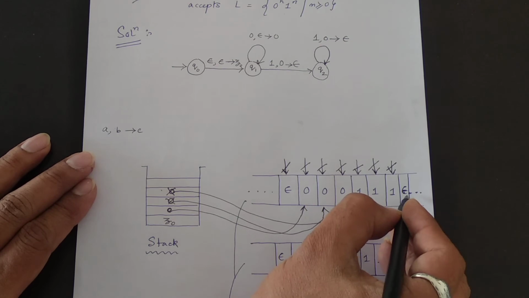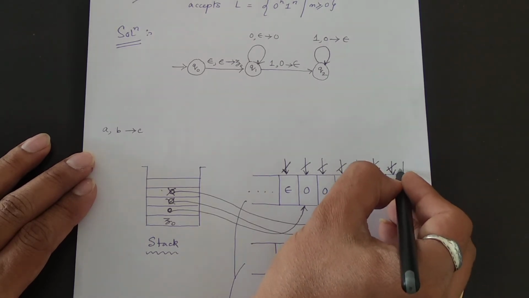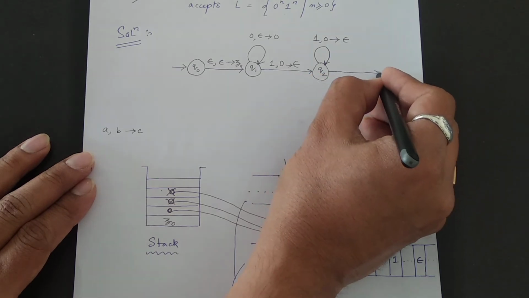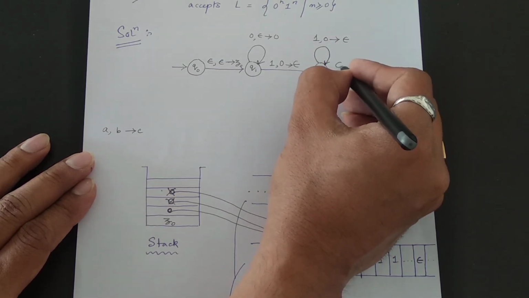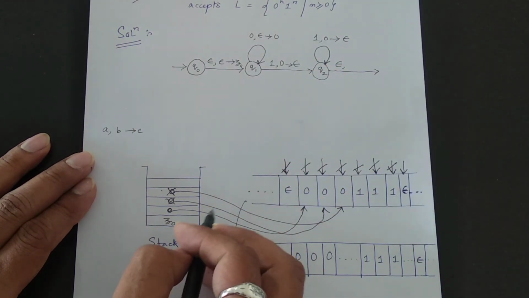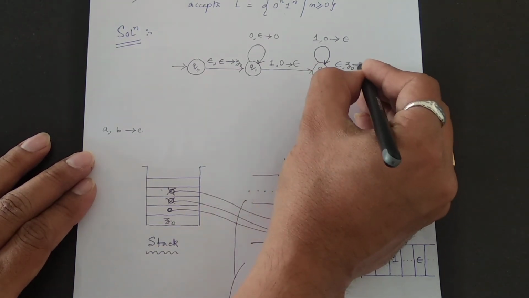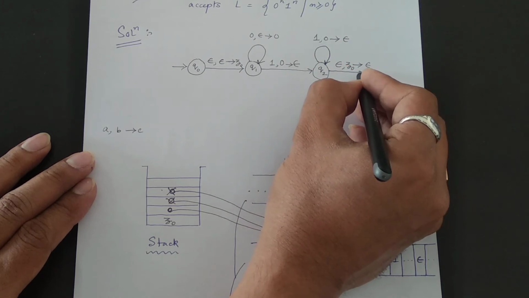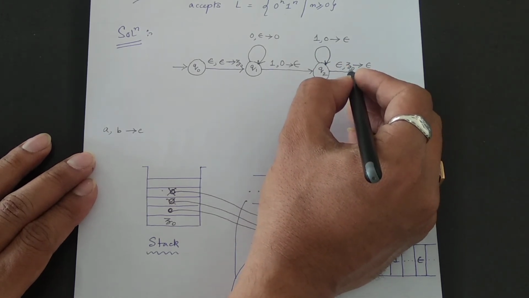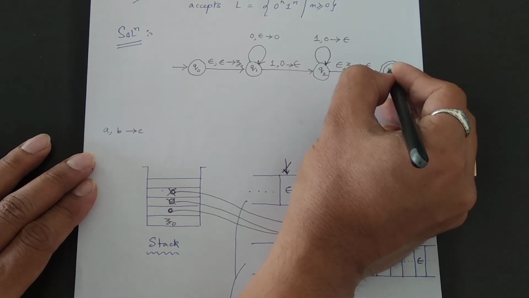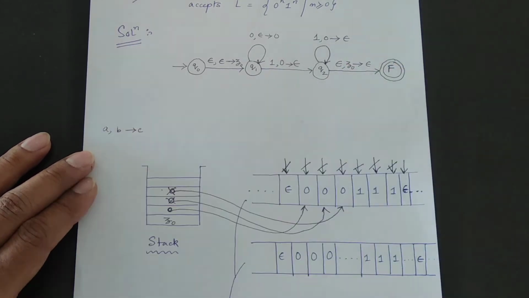Now moving to the last input symbol, which I have taken as epsilon. Epsilon is another transition, so automatically the transition will change. What is the input symbol? Epsilon. What is the top of the stack? Okay, Z0. What is to be pushed? Nothing to be pushed. So this is nothing but acceptance by final state. So I will accept this particular string by using a final state.